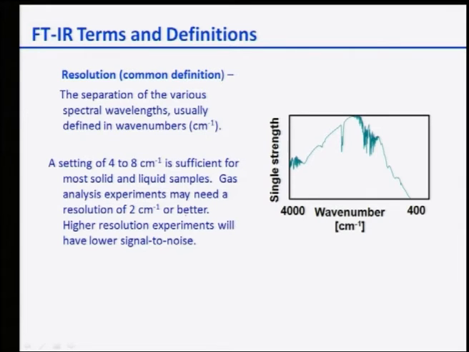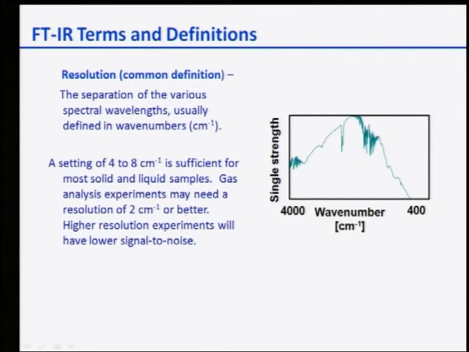Now there are many other things which you need to define before you go into the FTIR results and FTIR experiments. The first one is the resolution. Resolution means the ability to resolve two distinct points in space. That means the separation of the various spectral wavelengths, usually defined in wave numbers, is what is known as resolution. So resolution means whether the peaks, which come at different wave numbers, can be seen separately or not.